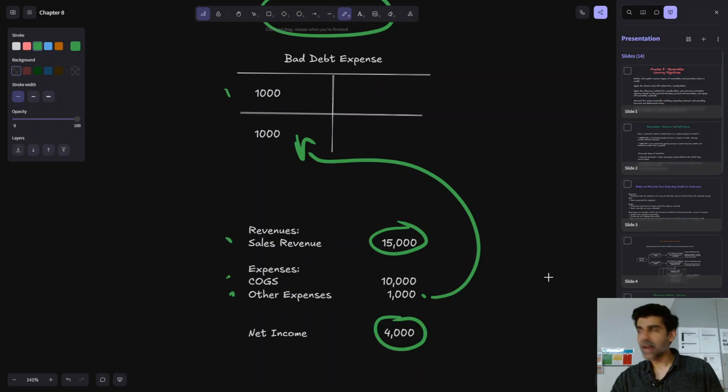But this 1,000 is already assuming that some of the 15,000 is not going to be correct, or is not going to materialize. So this net income is now cleaner, right? We now have accounted for some of those credit sales not being collectible. Does everyone agree with that? Yeah? Okay.